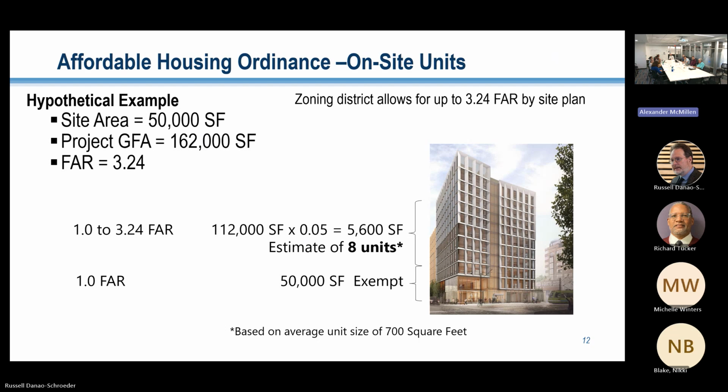So you have a site area of 50,000 square feet. You have a project that's 162,000 square feet that has a floor area ratio of 3.24, excuse me. And so we calculate that the on-site requirement is 5% of the FAR above. You take that 50,000 of the site area out and you get 112,000 times 5%, gets you 5,600 square feet. So whatever number of units that relates to, the requirement is actually a square footage requirement, not a unit requirement.